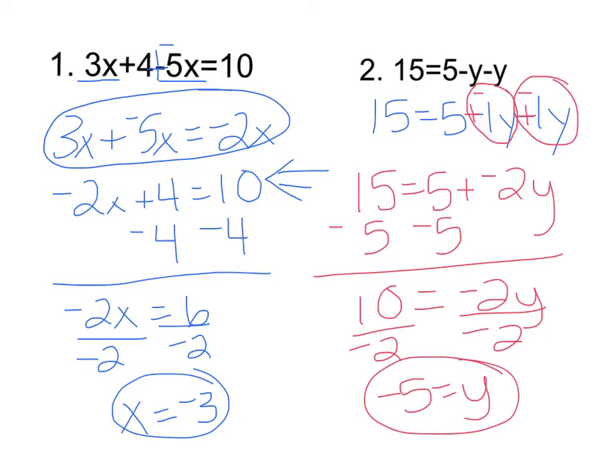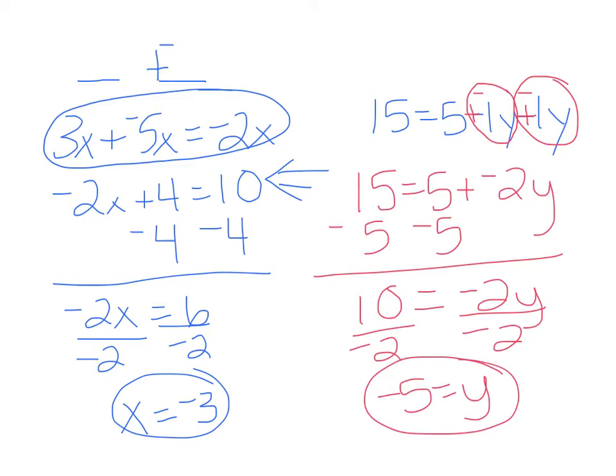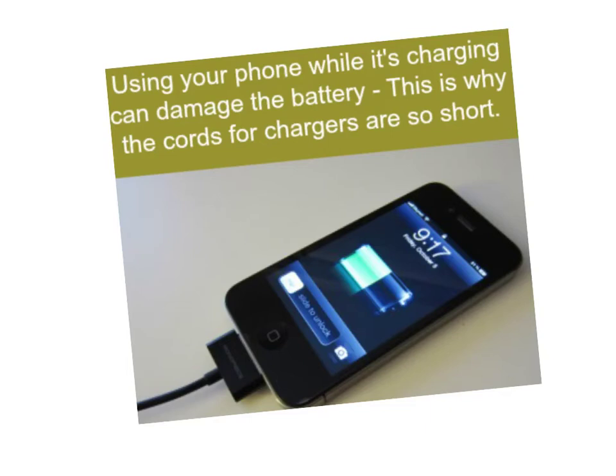Multi-step equations. First thing we want to look for is anywhere that we can combine like terms, and actually distribute.